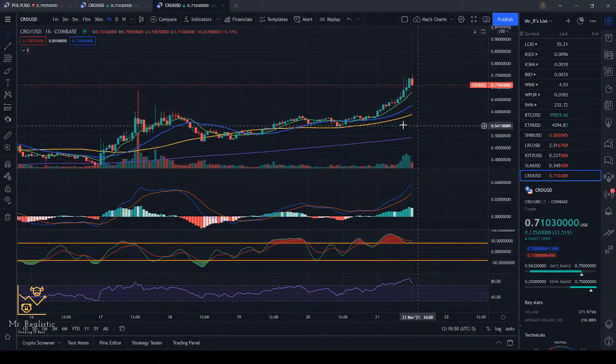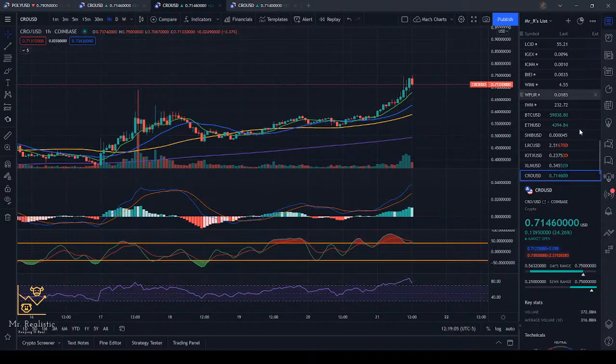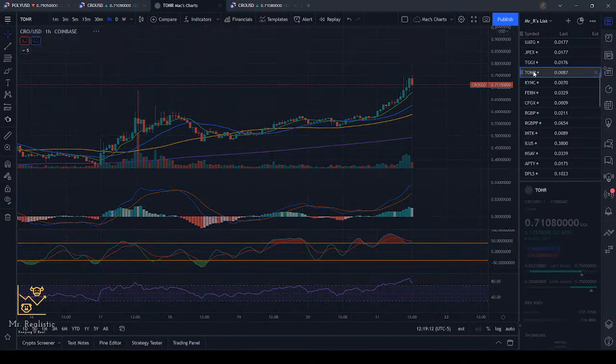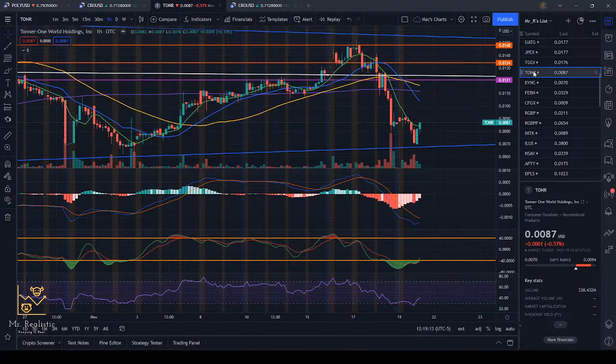We're going to start off with Toner. Toner had a rough last couple days, and we're going to talk about why and what to expect. Like I said, sell the news usually comes when a stock chart is not set up. That was not the case here. This was not the case for Toner.